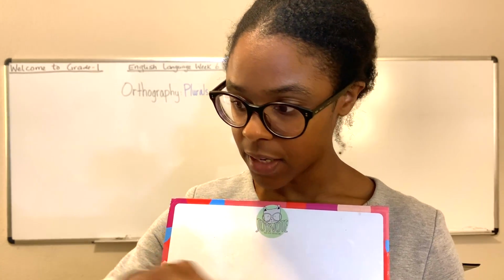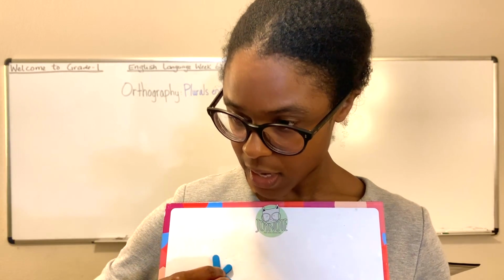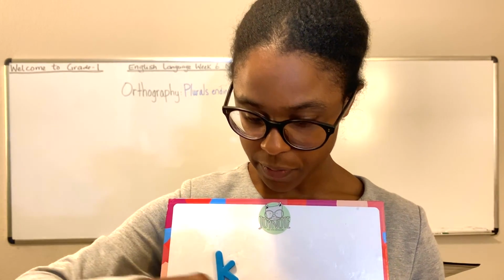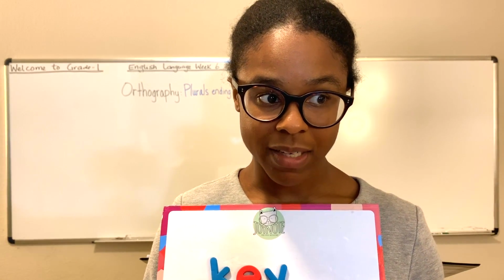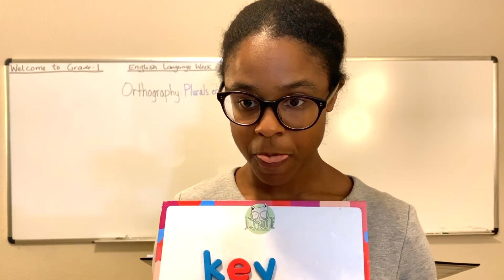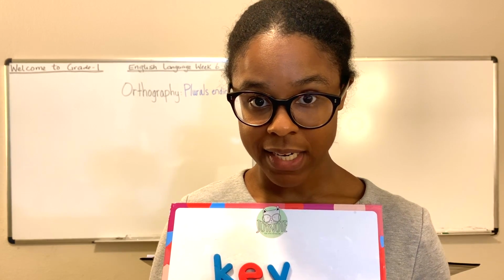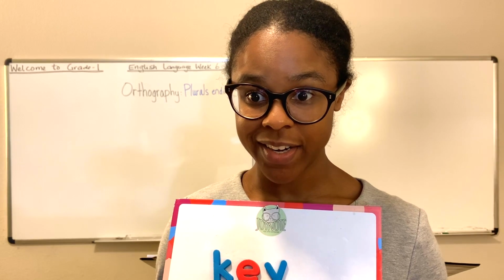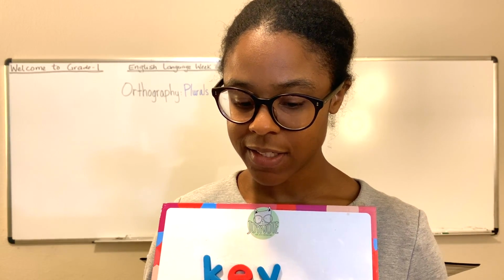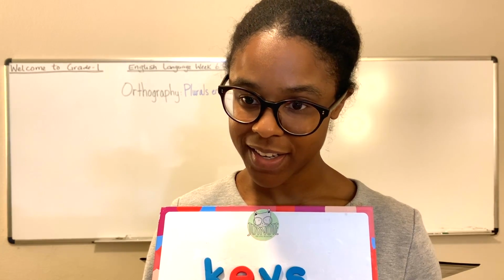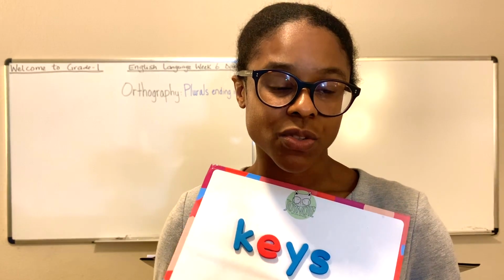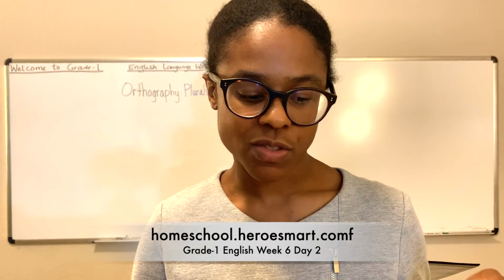We have key. I need a key to open the door. I need a key. Key, K-E-Y. What happens if I need more than one key? I need keys to open the doors. Do I need to replace this Y and add IES? No, why not? Because the preceding letter is a vowel, and that dictates how I spell. K-E-Y-S is keys, and that's plural. See how spelling can be logical and it can make sense as long as you understand the rules.